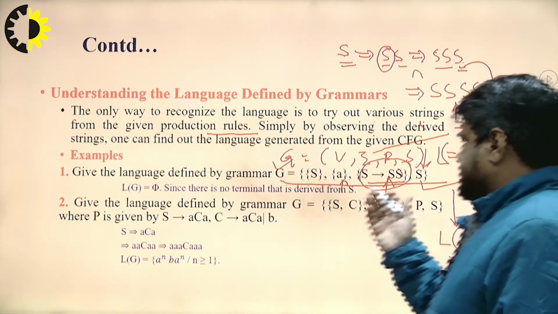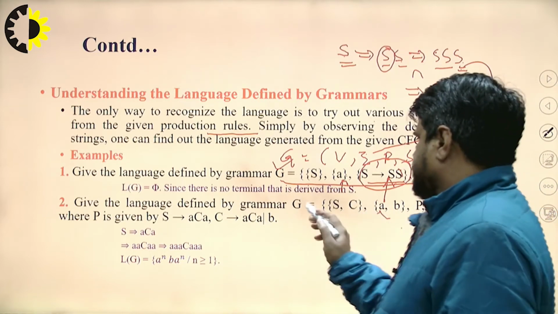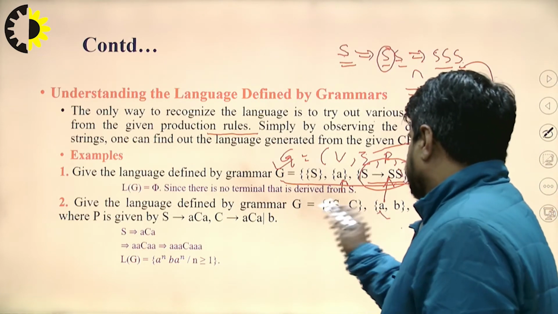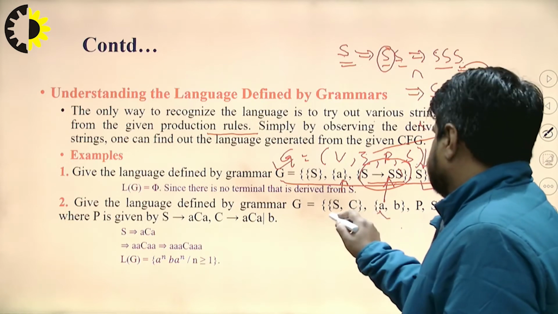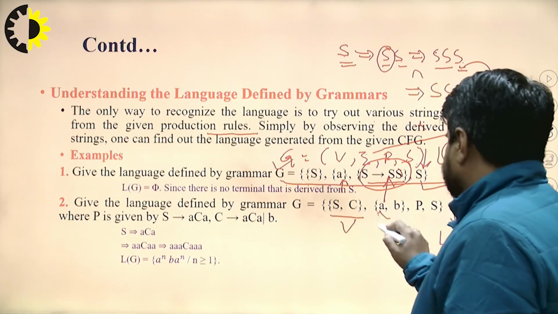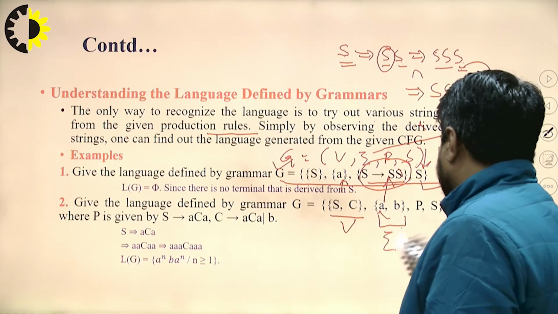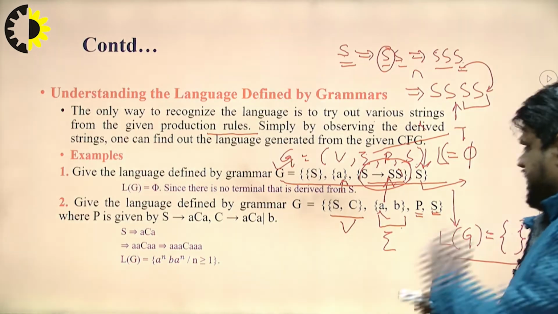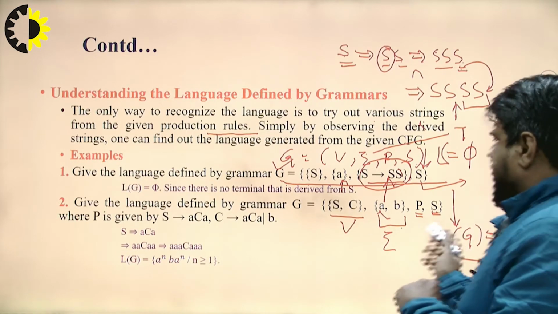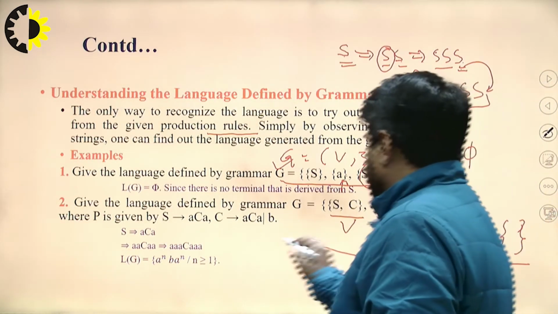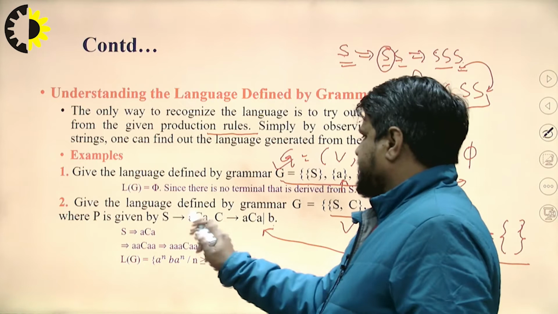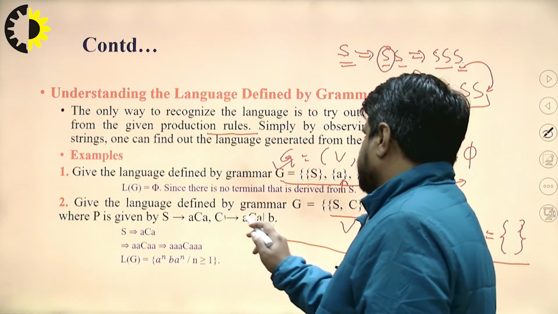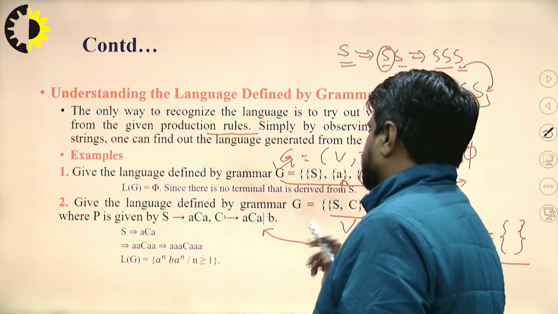Next, I will take the second example here. Suppose the grammar is G = (V, Σ, P, S), where V = {S, C} is the set of variables, Σ is the set of terminals, P is the production rule set, and S is the starting symbol. So the grammar will start from S, right? And the production rules are given here: S → aCa, and C → aCa | b, right?